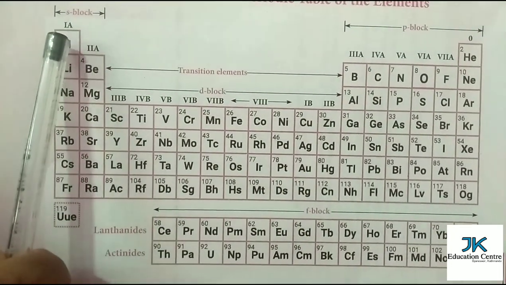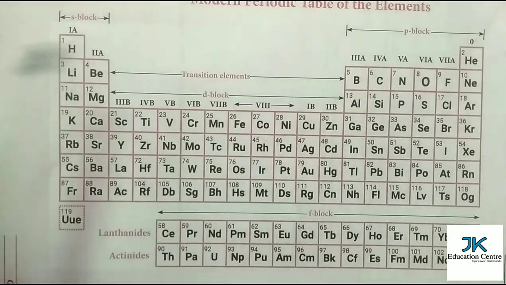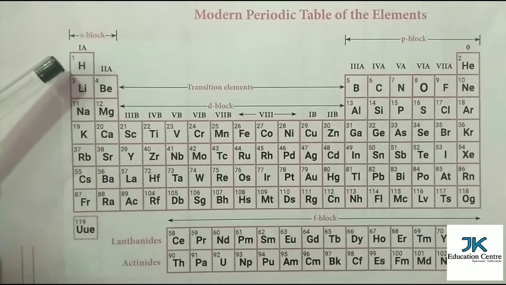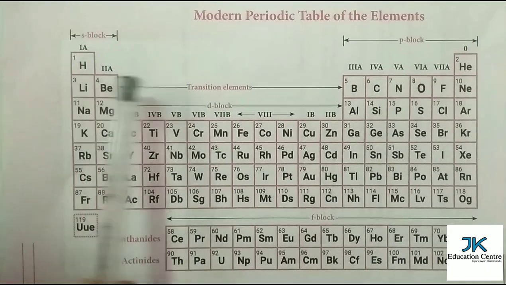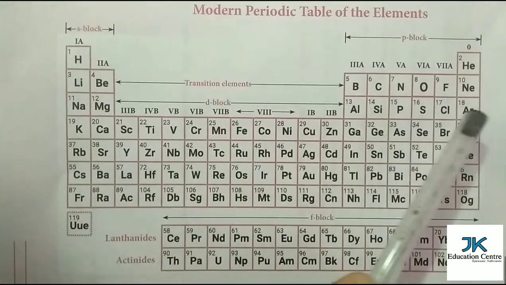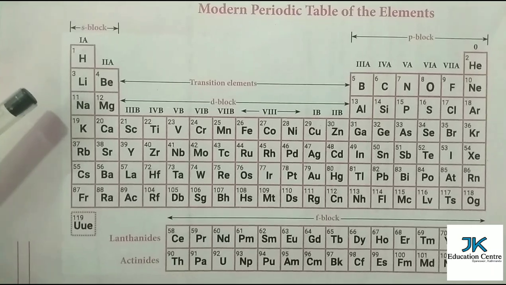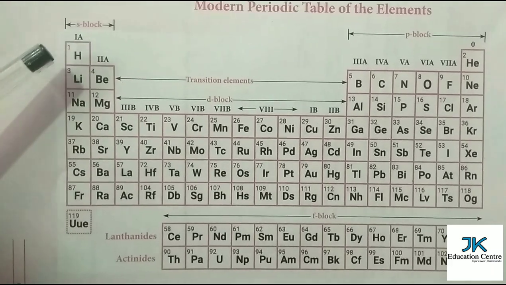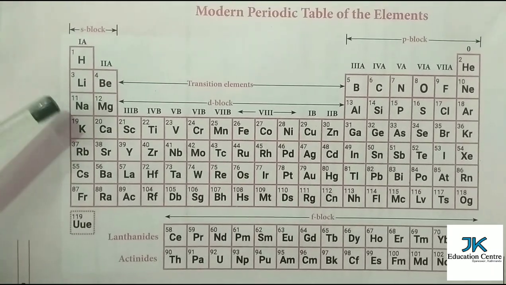Look at this. The first period consists of only 2 elements. That's why it is called the shortest period, or very short period. The second period consists of eight elements, and the third also consists of eight elements. They are called short periods. First is shortest or very short. Second and third, short period.